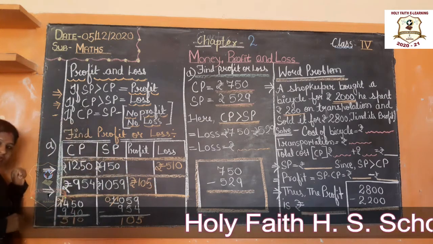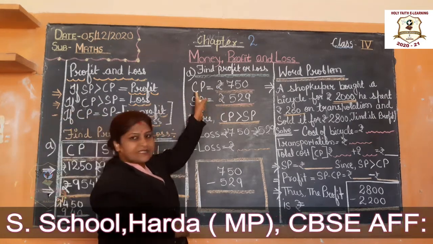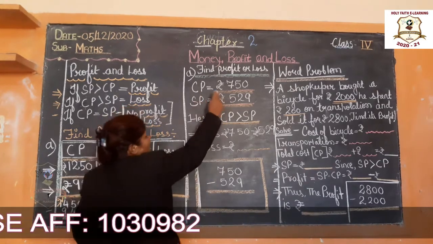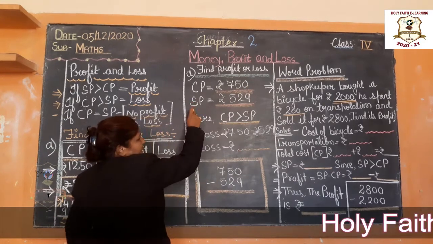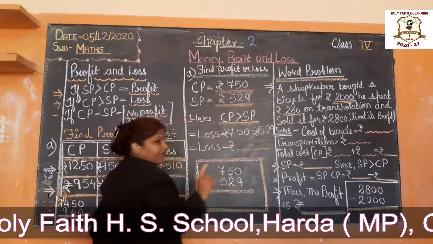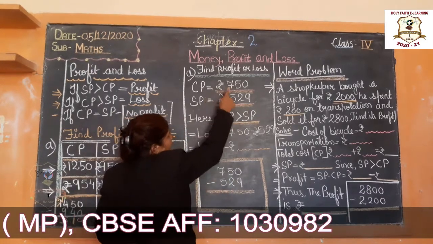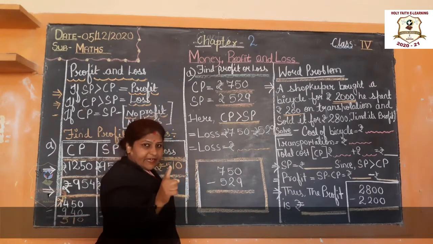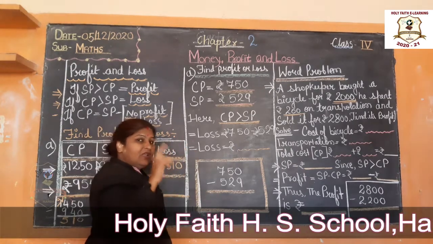Now here, find profit or loss. Here CP is given, the cost price is rupees 750, and the selling price is given, rupees 529. Here, the cost price is greater than selling price. So here there will be a loss.